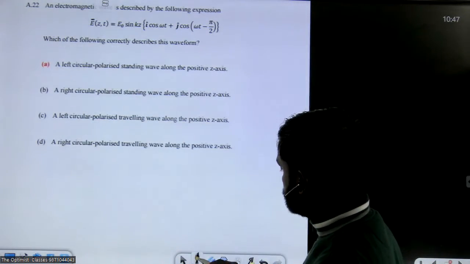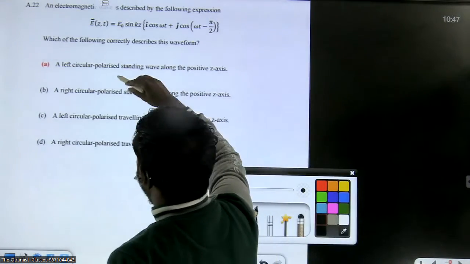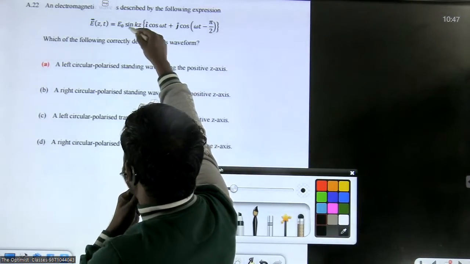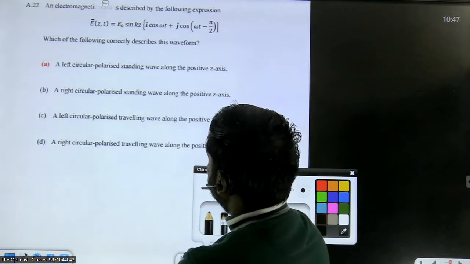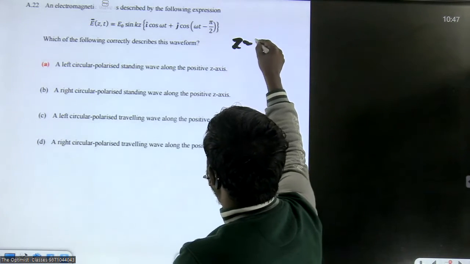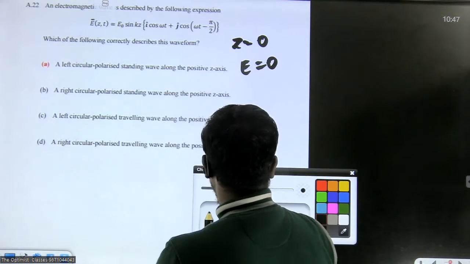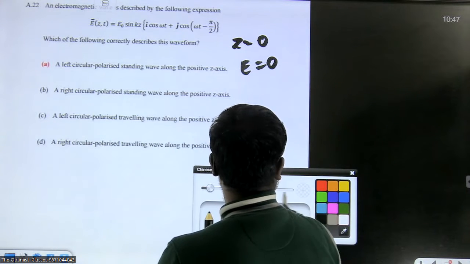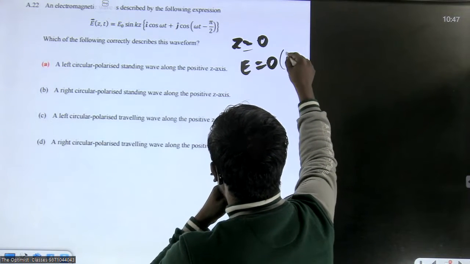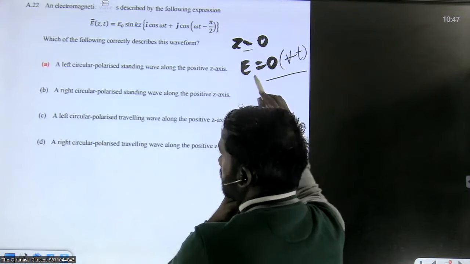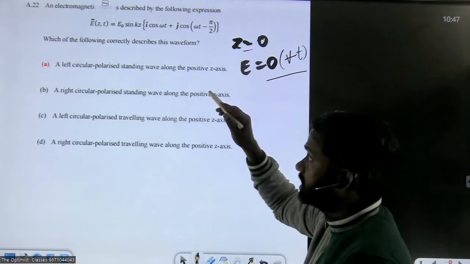Now this question is something not very appropriate. Here it says this electric field is due to a traveling wave or standing wave. See here, if you put z equal to 0, then you are getting electric field equal to 0. So at z equal to 0, we are always getting electric field equal to 0. That means this is for all t. So this can be possible only if it is a standing wave. This is what actually happens for a standing wave.